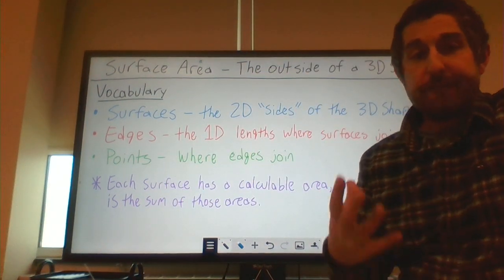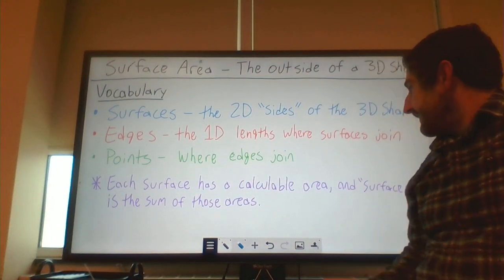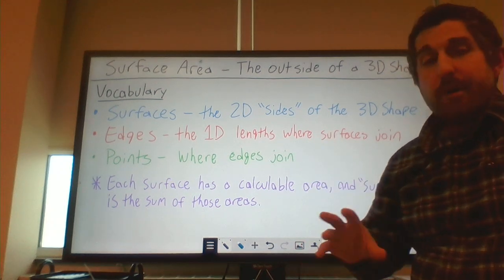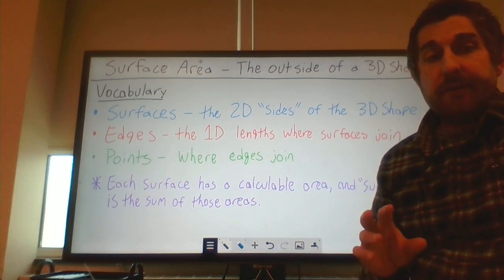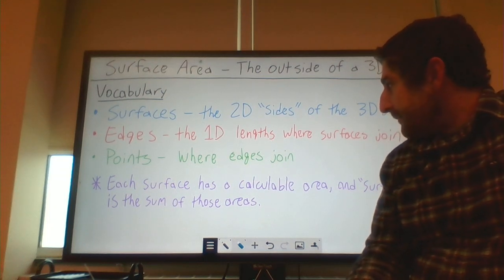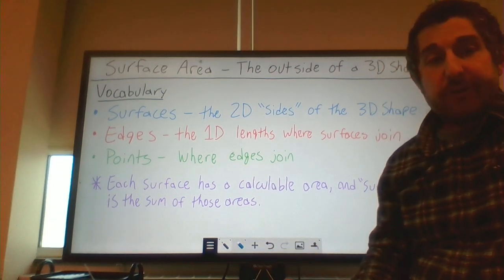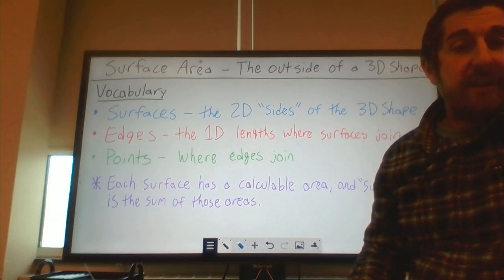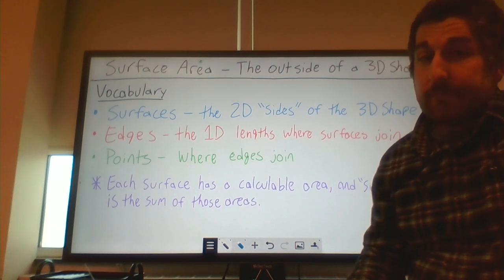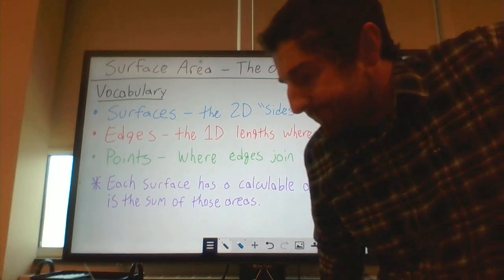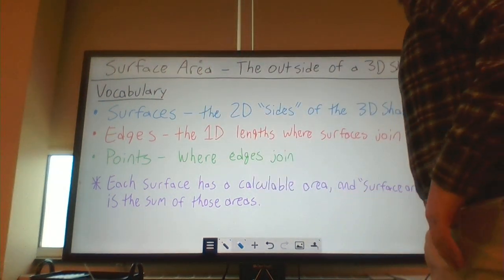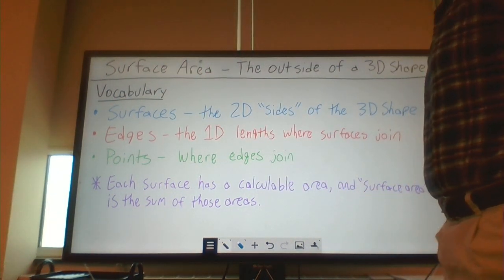And of course, what we call surface area is the sum of the areas of all the surfaces on the shape, on the figure. Each surface has a calculable area. So we need to calculate all the areas, and then we need to add them all up. That is the basic premise of surface area. So let's put it into action.